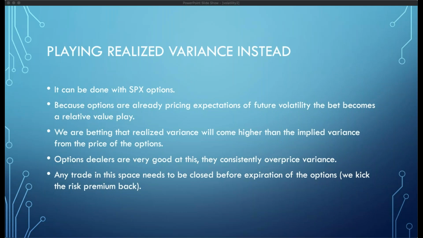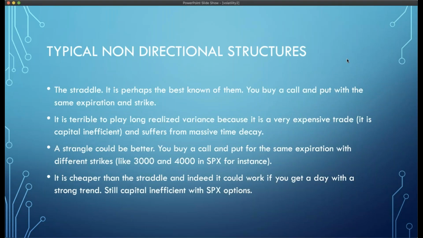So the way to trade this is to open a position, let it get a little fat, and close it. Then whoever bought the options from us is now stuck with the risk premium that dealers are putting into the options. So that's the high-level outline of how to trade this with options. But now let's go into the particulars.